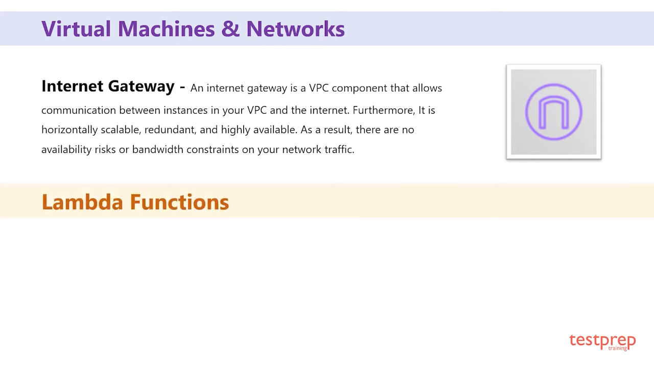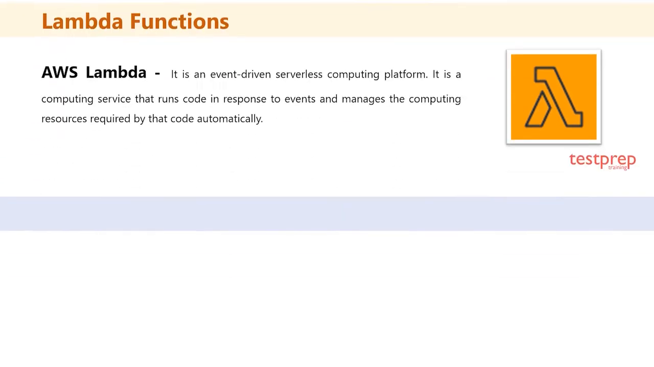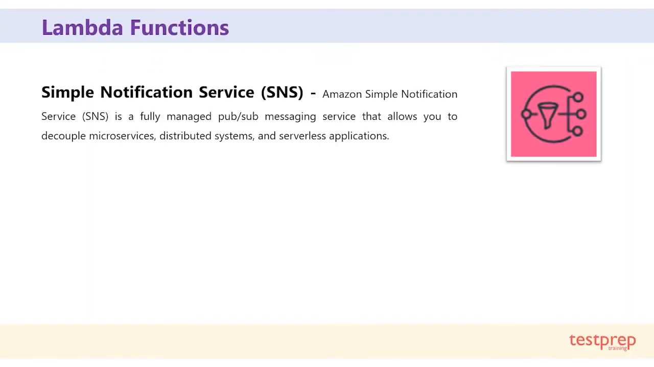Under Lambda Functions, we have AWS Lambda. It is an event-driven serverless computing platform. It is a computing service that runs code in response to events and manages the computing resources required by that code automatically.